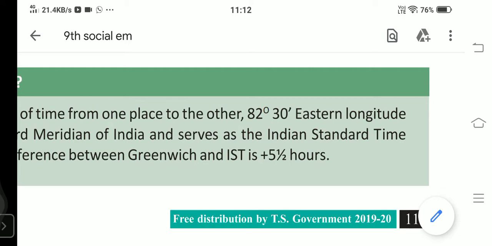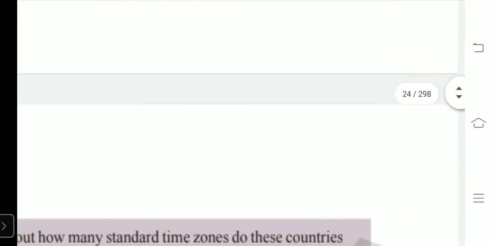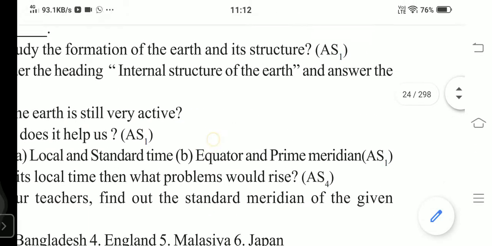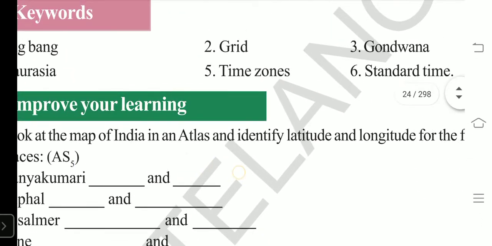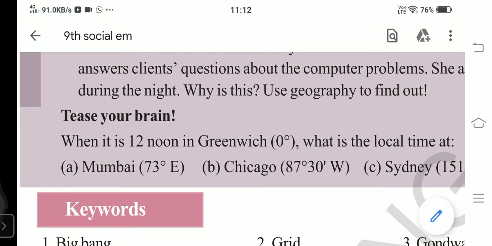Already the sunrise and the afternoon 12 o'clock have completed in India, right? So we are 5.5 hours ahead of the Greenwich meridian. There is a 2 hour time difference within India. Understand where it is? This is the India map. Is it clear to you what latitudes are and what longitudes are?